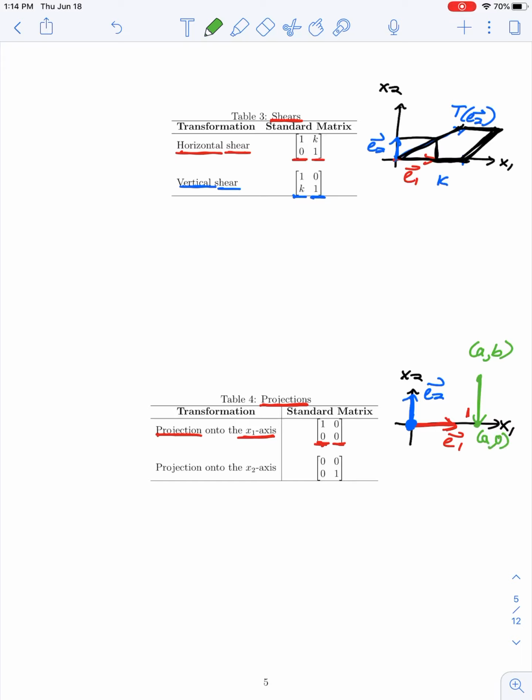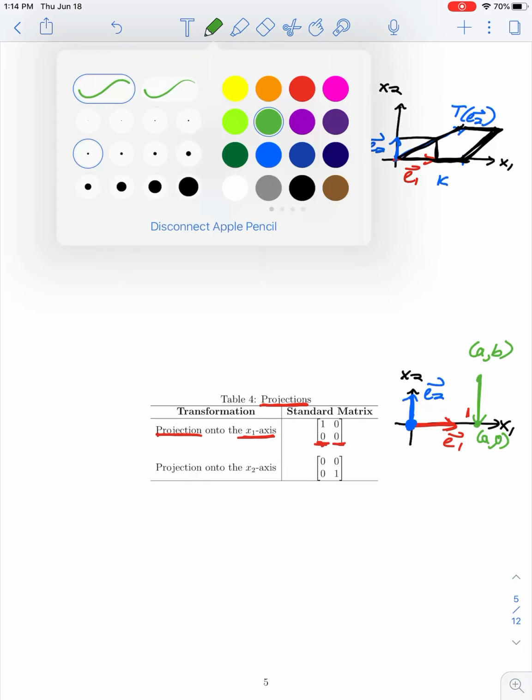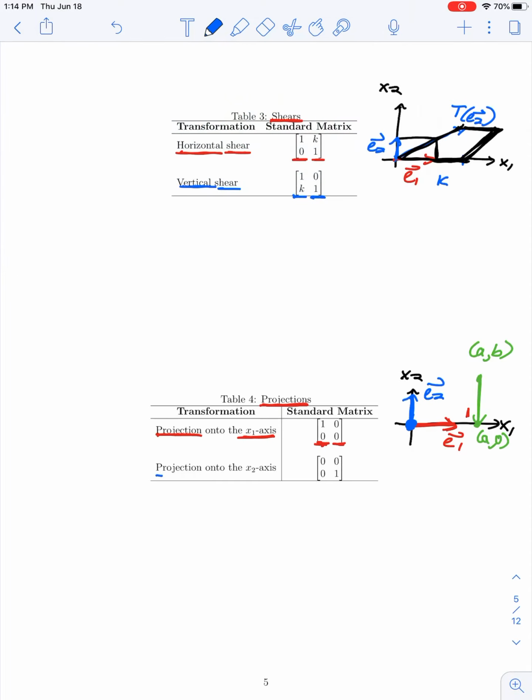So we're just projecting upward or downward directly onto the x1 axis. So we take our second component, the x2 coordinate, and make it equal to 0, and we take the same x1 coordinate. Now, in a similar way, we can define projection onto the x2 axis, which is the vertical axis, by mapping E1 onto the 0 vector, and the image of E2 would be itself, since E2 lies on that x2 axis.